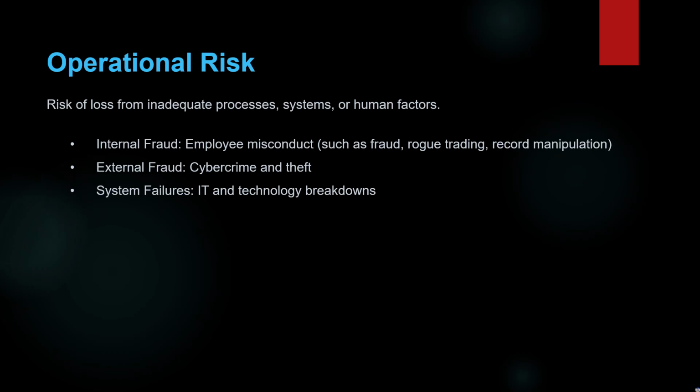Here is the challenge. Unlike market or credit risk, operational risk is harder to predict and model because it often involves human behavior, technology failures, and unexpected events. You cannot easily put a probability distribution on the next cyber attack or rogue trader.